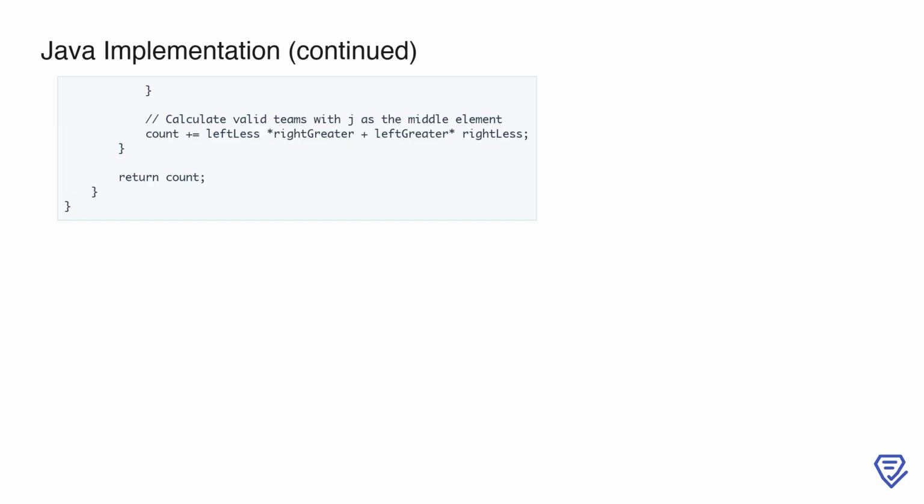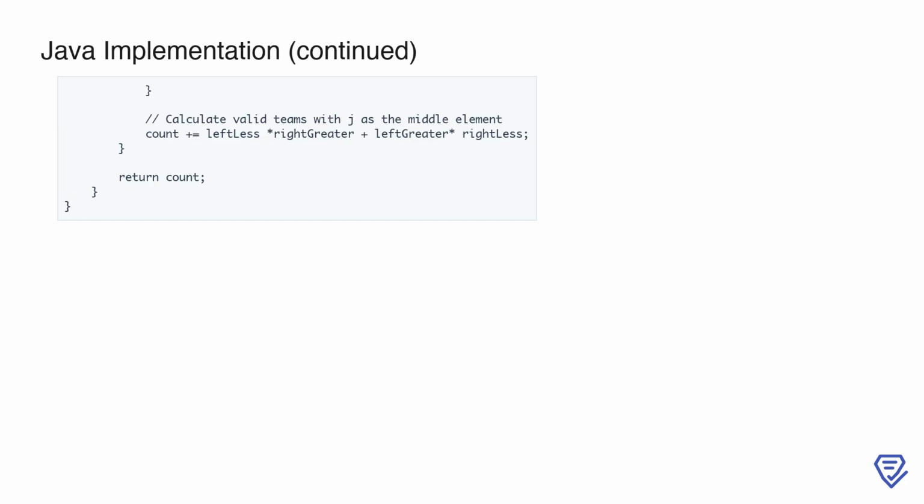Once we have the counts for soldiers on both sides of j, we calculate the number of valid teams with j as the middle soldier. A valid team can be formed either by combining left_less soldiers with right_greater soldiers or by combining left_greater soldiers with right_less soldiers. This is because a team is valid if the ratings strictly increase or strictly decrease. We add the total number of such teams to the count variable.